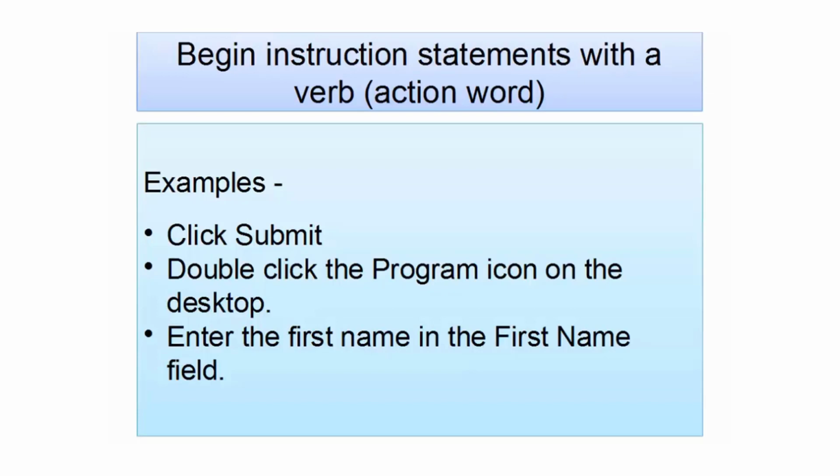Whenever and wherever possible, begin instructions with a verb, an action word such as click, open, close, slide, etc. Examples of instruction statements that begin with an action word are: click submit, double click the program icon on the desktop, enter the first name in the first name box, and so on.